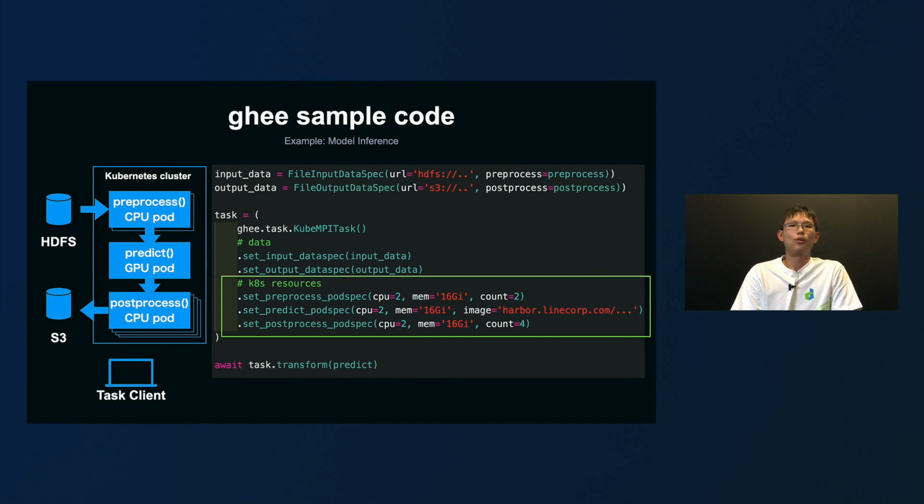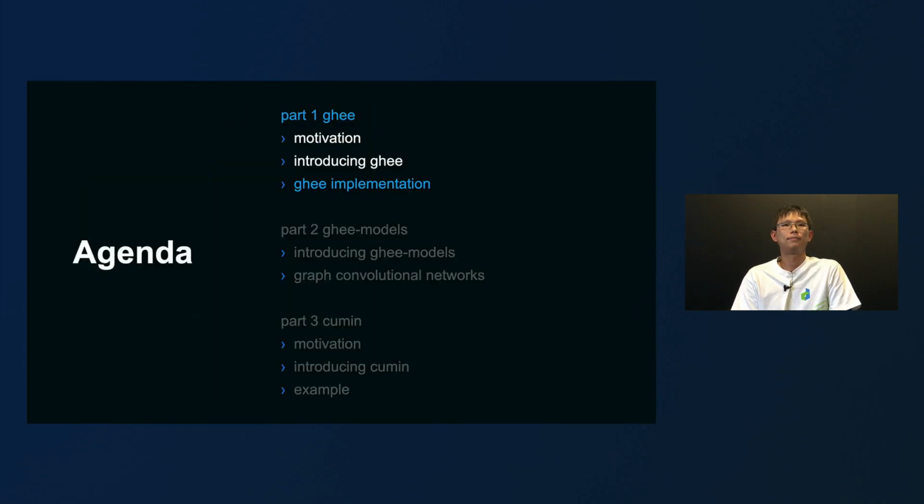In case of large datasets, I will explain about scaling. When creating tasks in the middle, it is possible to configure each pod. In this case, CPU memory, replica, or Docker image can be configured. The data resources to be used can be easily adjusted depending on the amount of data. That was the introduction to ghee.